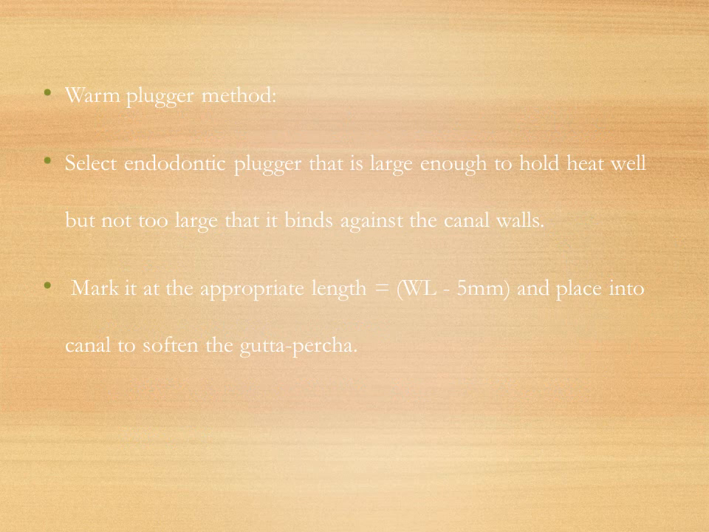And yeah, so this is the warm plugger method. So you have to select a plugger which is not too large that it binds against the canal walls, and it should be large enough to hold the heat well and be able to remove the guttapercha to the level where you want it to. So you mark the level after you calculate the working length. You subtract 5 mm, mark this level, you transfer this marking onto the stopper on the plugger, heat the appropriate amount, and then you introduce it into the canal, and you use a shearing action to remove the guttapercha, and that is how you create your post space in that area.